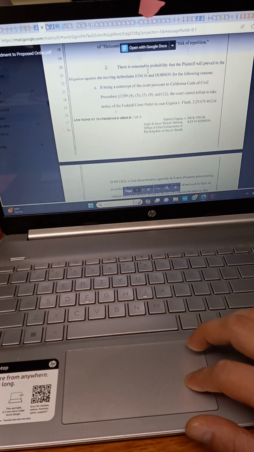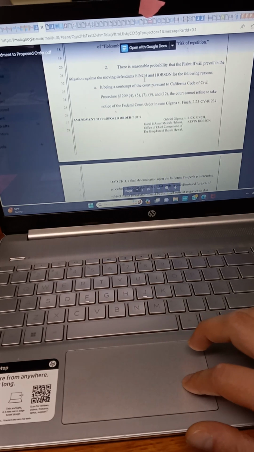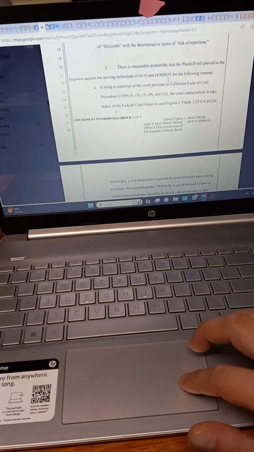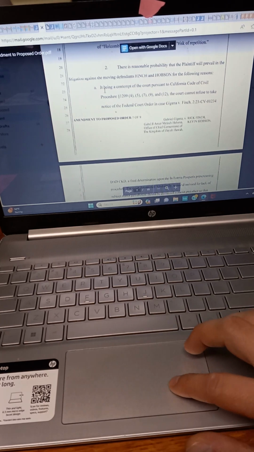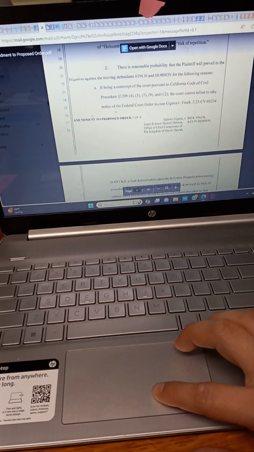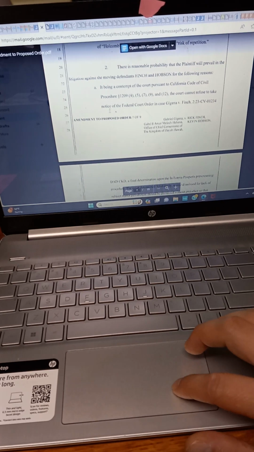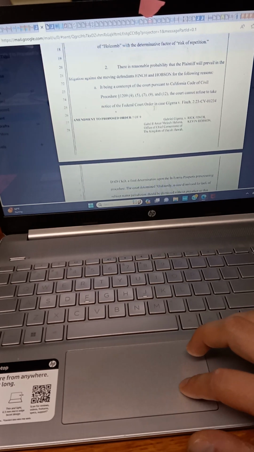There is a reasonable probability that the plaintiff will prevail in the litigation against the moving defendants Finch and Hobson for the following reasons. It being a contempt of court pursuant to California Code of Civil Procedure Section 1209, 4, 5, 7, 9, and 12, the court cannot refuse to take notice of the federal court order in case Jejena v. Finch.